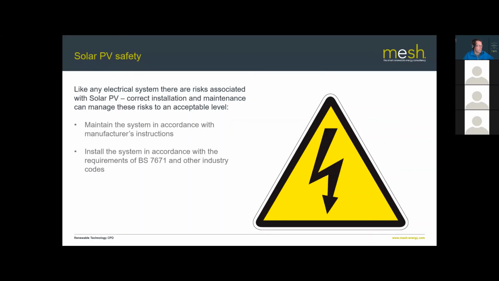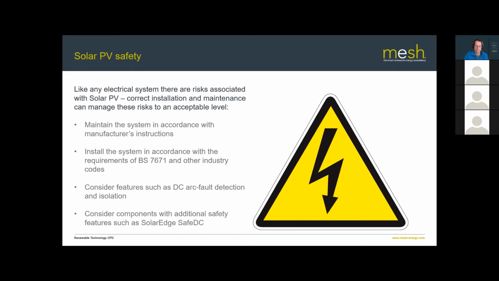The second is to install the system correctly. There are requirements for PV installations in BS 7671, which is the wiring regulations. And also consider additional fault protection above and beyond those required by the regulations, such as DC arc fault detection and panel to inverter isolation through things like Safe DC from SolarEdge.